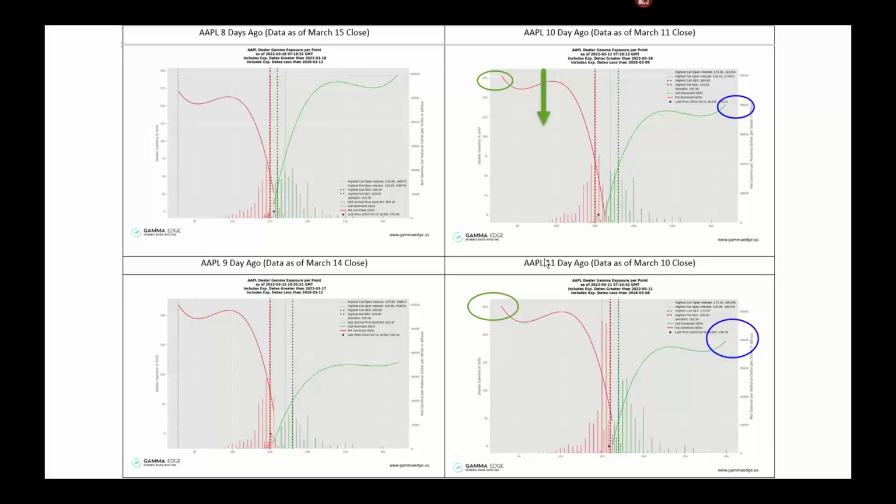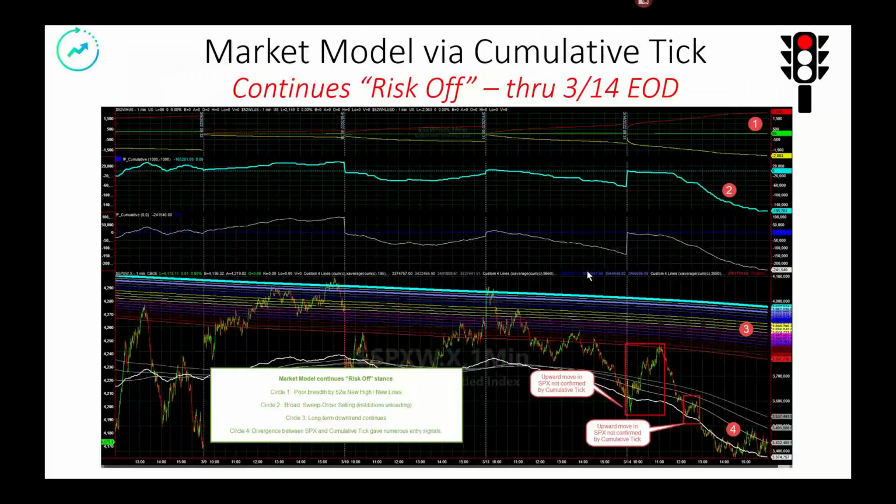We've done 11 days ago, 10 trading days ago, and now we're going to go to 9 trading days. Before we do that, though, let's take a look at what the market model was. The market model, this is through 314 EOD. Why is this important? This is the morning of the 15th. This is the exact presentation that we put out in our market call every morning.